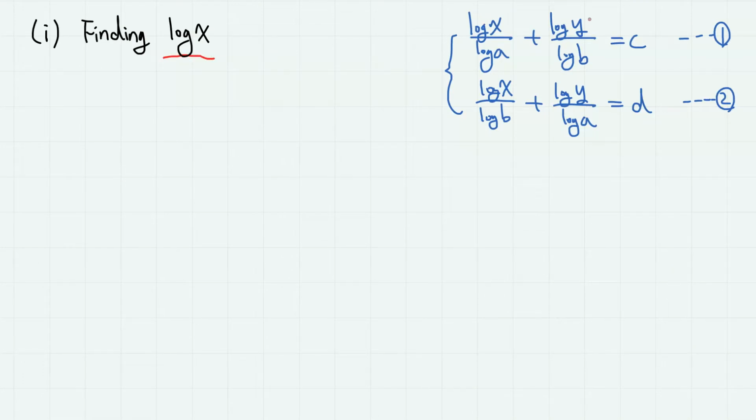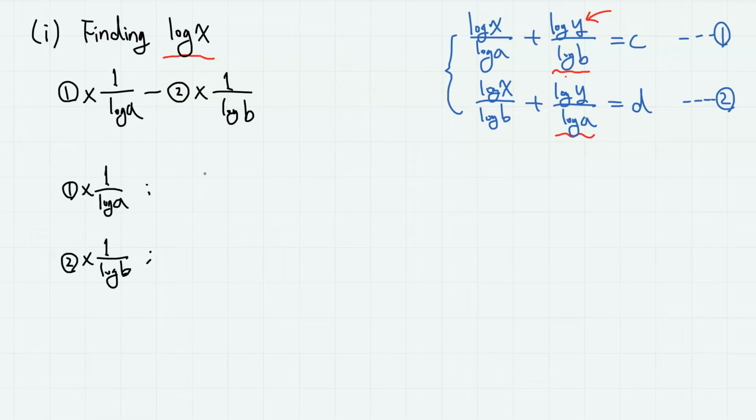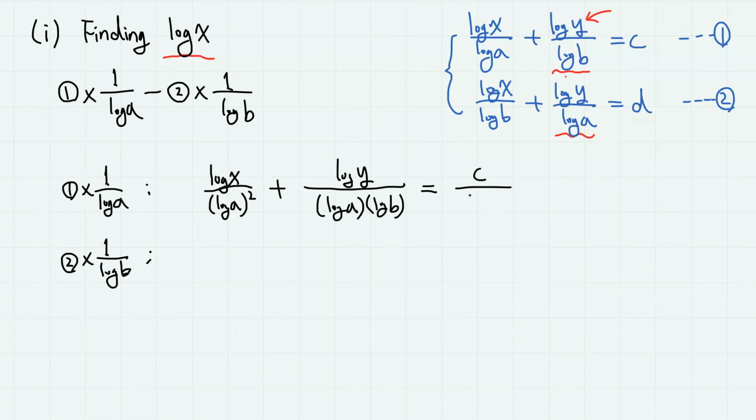In order to do that, we have to eliminate log y. Coefficients for log y is 1 over log b in equation 1 and 1 over log a in equation 2. So in order to eliminate log y, we must perform equation 1 times 1 over log a minus equation 2 times 1 over log b. So if you multiply 1 over log a on both sides of equation 1, we have log x over log a squared plus log y over log a times log b equals c over log a.